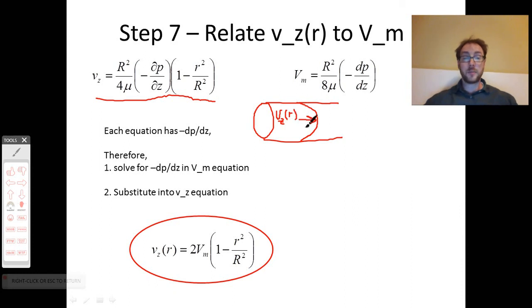We found it interesting, or I made a note that I think you should note as interesting, that the mean velocity in this tube is half of the maximum velocity. So the maximum velocity is in the center. The average or mean velocity across the entire cross-sectional area of this tube is exactly half of the maximum.